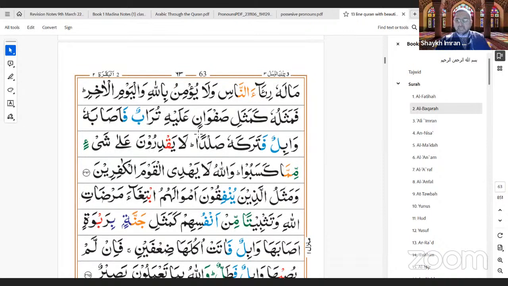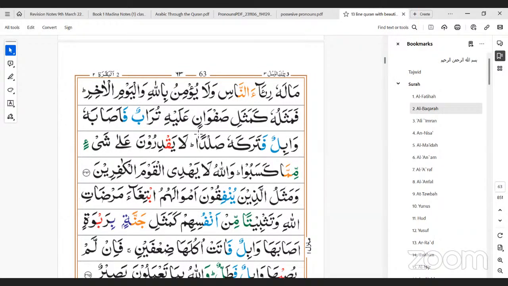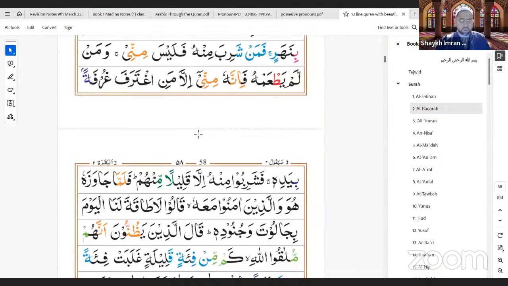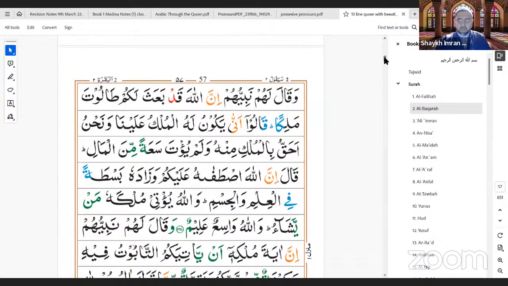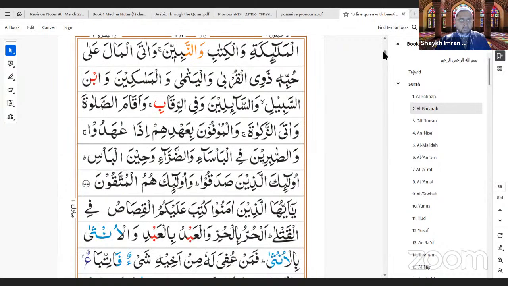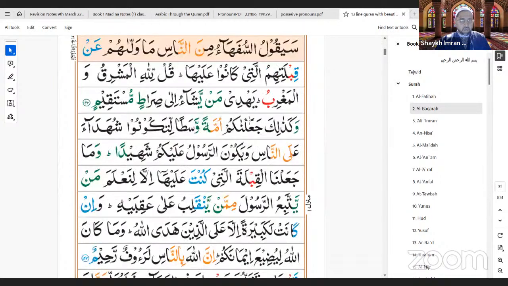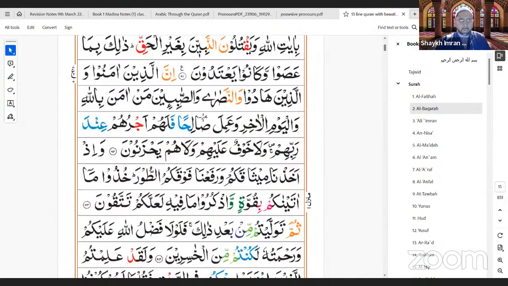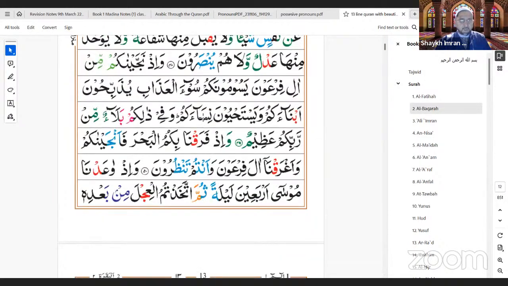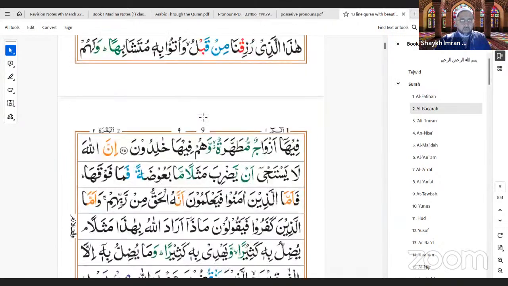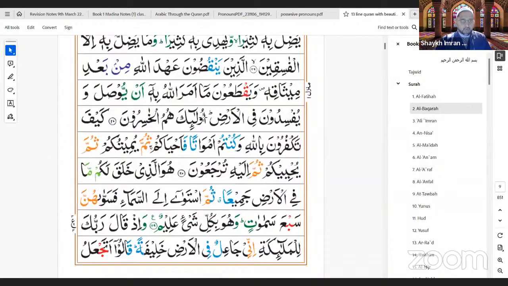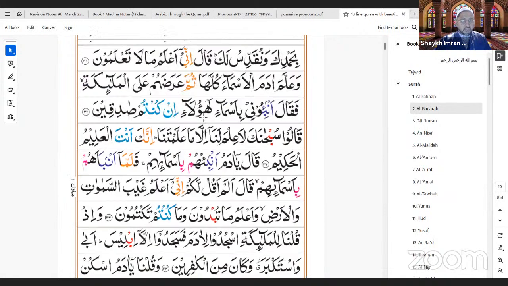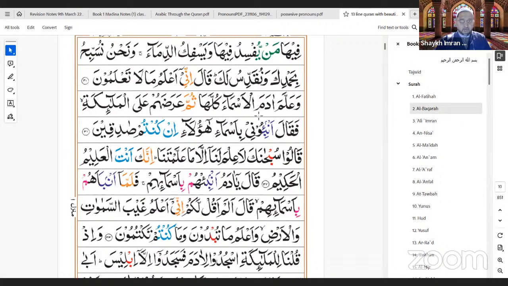Okay, Sister Saida, which ayat number 32? Ayat number 32. Okay. I went too far ahead. Okay, ayat 32. And what was the example from this ayat? So ayat number 32 is over here.